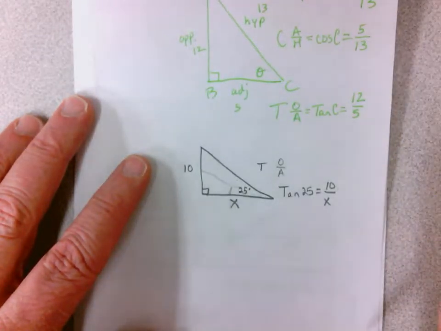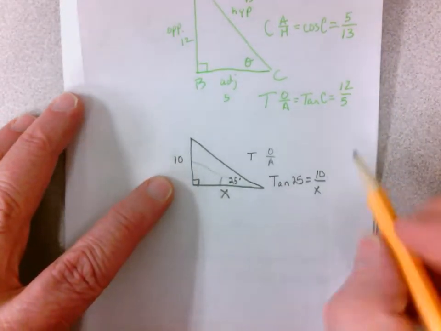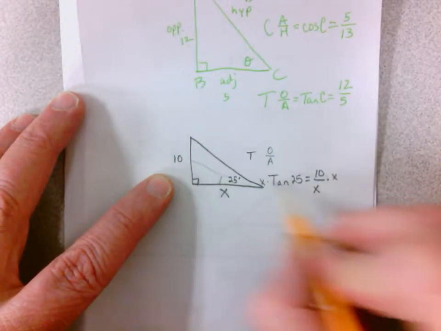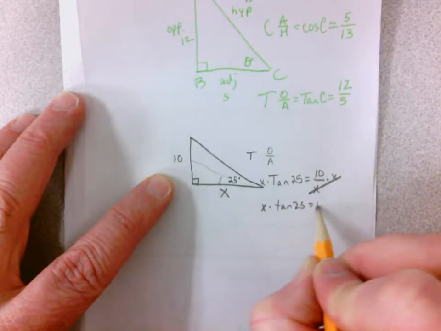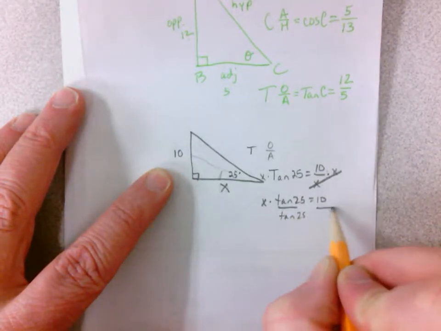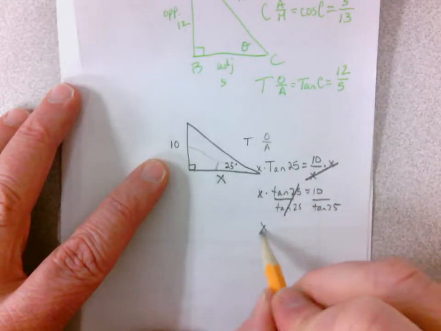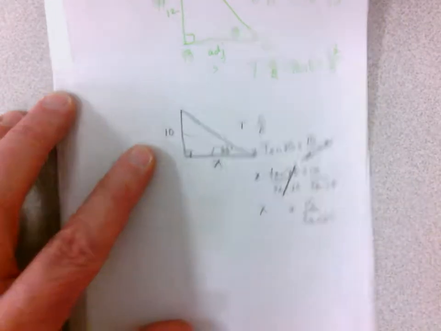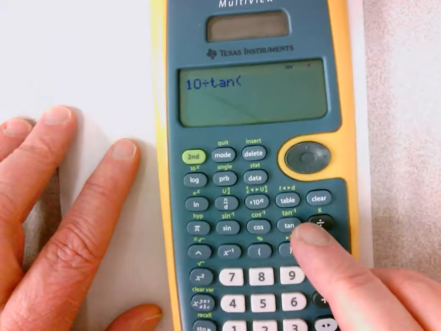So if you notice, the x is different here. We can't just multiply by 10 to solve this. So the way I'm going to solve it is I'm going to multiply by x. So I have x times the tangent of 25 equals 10. And then I'll divide both sides by tangent of 25, because this is just a number. So x equals 10 over the tangent of 25. Let's see what that comes out to be. 10 divided by tan 25 is 21.44.